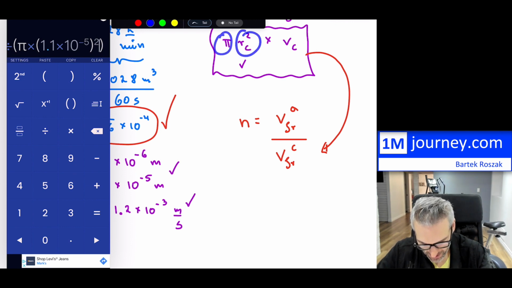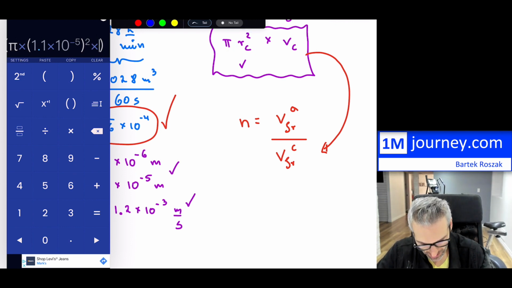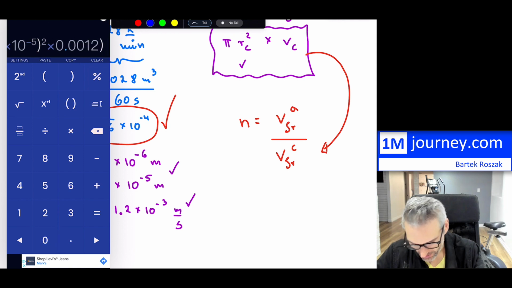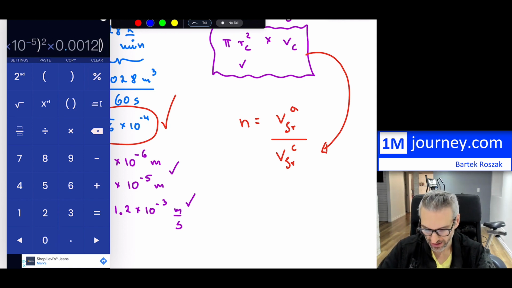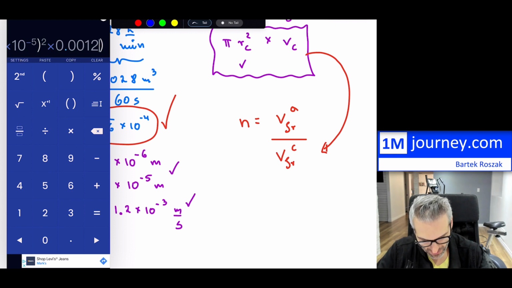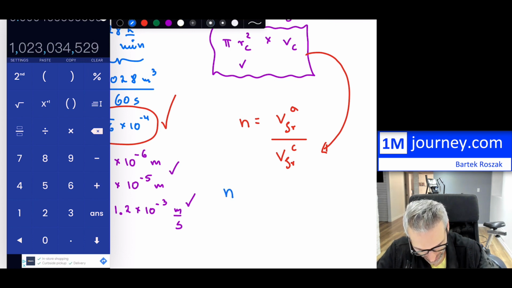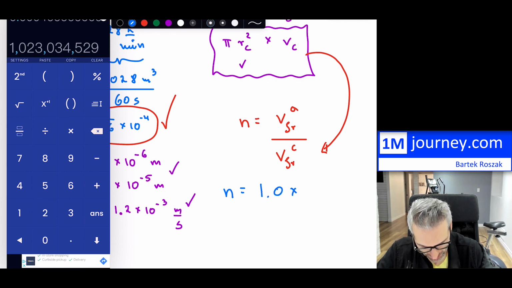I put in pi. I put in this. Now I have to multiply by the speed, so that's 1.2. This one's going to be easier to put in as a decimal actually, so that's 1.2 times 10 to the negative 3. So there you have it, I've just substituted all of it in, and I'm going to hit equals. And as no surprise, n is in the billion range. I'm going to just keep it to 2 sig figs here, times 10 to the negative 9. This is the total number of capillaries.